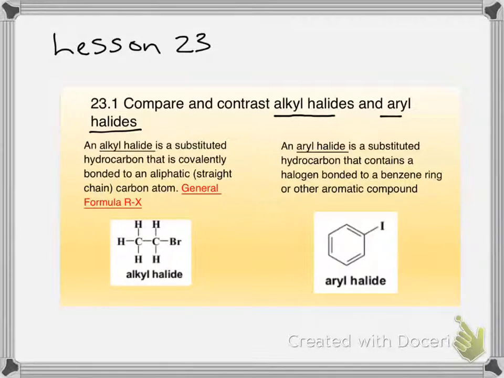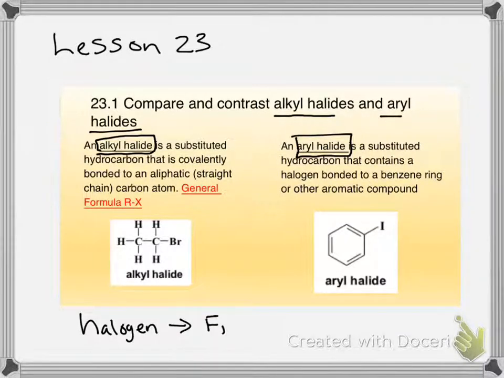The first thing that you want to be able to recognize is what's an alkyl halide and what's an aryl halide. So if you see here on this side, we have the alkyl halides, and on this side, we have the aryl halide. Now, both of them have something in common. They each have a halogen. Halogen is an element from group 17, which is fluorine, chlorine, bromine, iodine. Okay. So the alkyl halide here has bromine and the aryl halide has iodine.